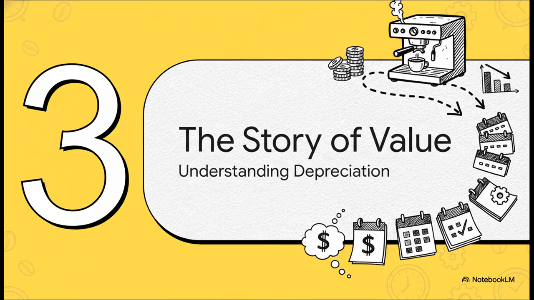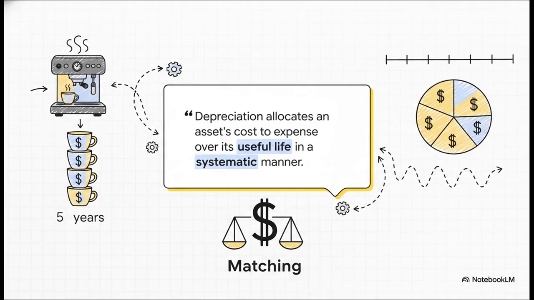Accounting needs a system, a mechanism to match the cost of using the machine with the revenue we're getting from selling all that coffee. And that mechanism is called depreciation. Let's really pull this definition apart, because it perfectly explains another core concept, the matching principle. You're going to hear this a lot.